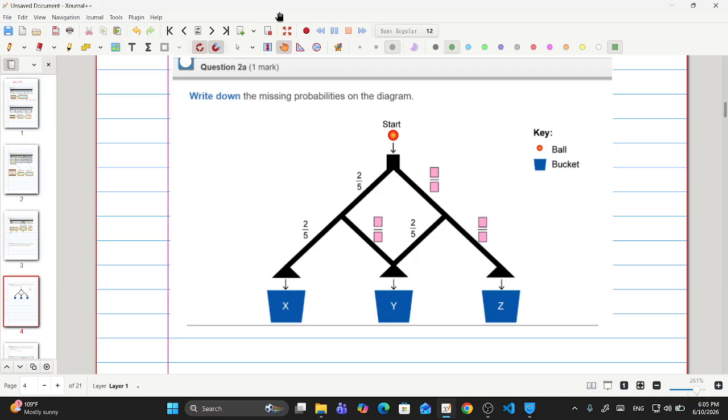So automatically we must assume for this value it should be 1 minus 2 over 5. So this becomes 3 over 5. And a similar approach is continued here. So this is supposed to be 3 over 5 as well, and this is supposed to be 3 over 5 as well. It's a 1 mark question, so it's not exactly rocket science, that makes sense.